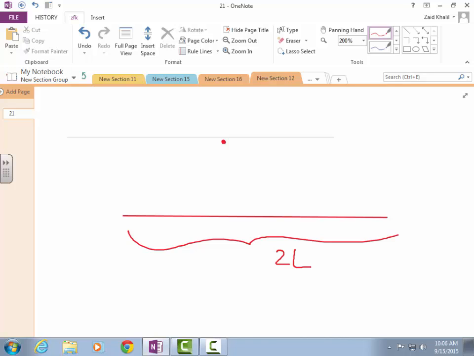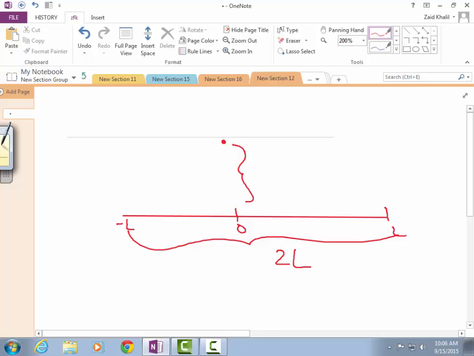So now, let's construct our coordinate system. Let's set the origin here. So this point's going to be L, and that point's going to be negative L. Let's say this is some distance r away, little r.